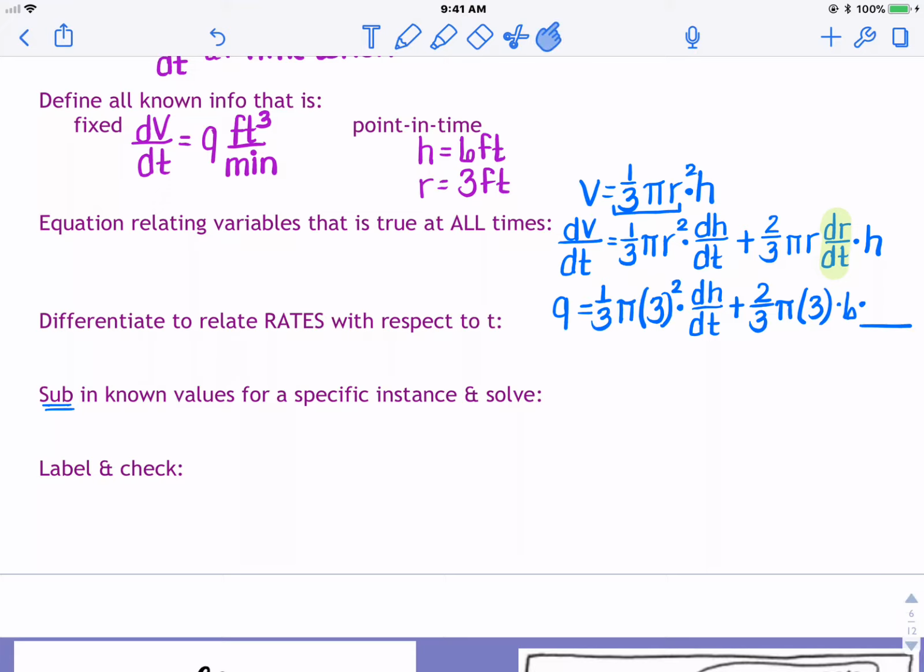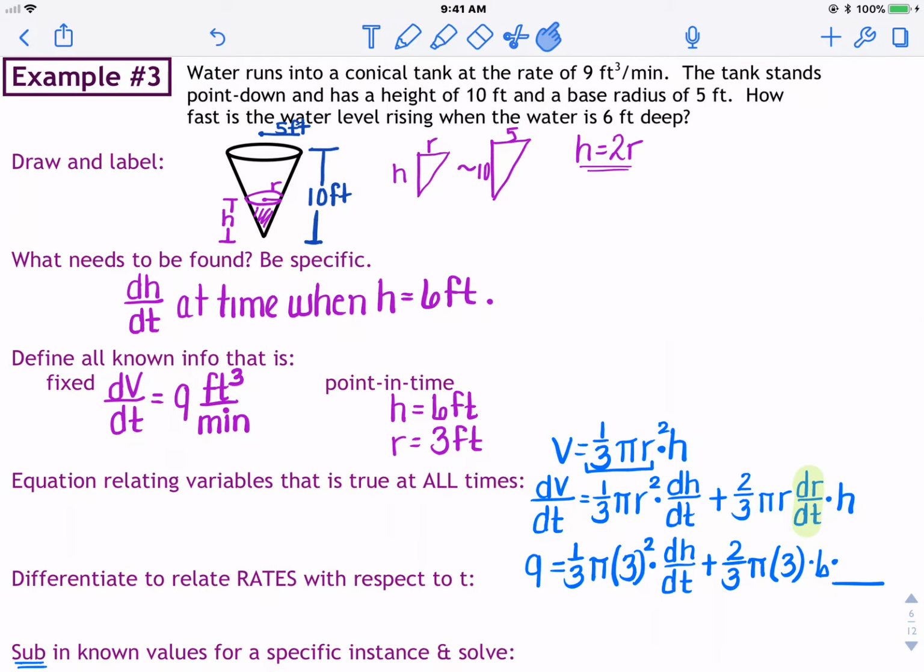I need that. So if I back up to information that I have and that I know, I'm going to go back up to my draw and label step. I happen to know that the height will always be twice the radius for that particular cone of water. So I'm going to do my derivative on each side of this. dh/dt will always be twice, and r's derivative would be 1, dr/dt. How the height is changing will always be twice how the radius is changing.